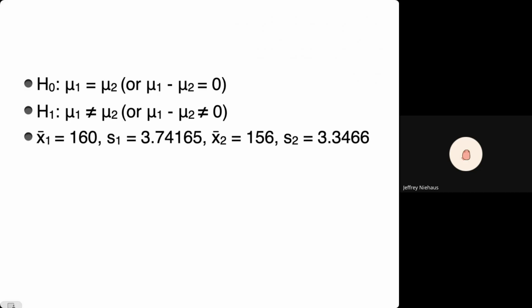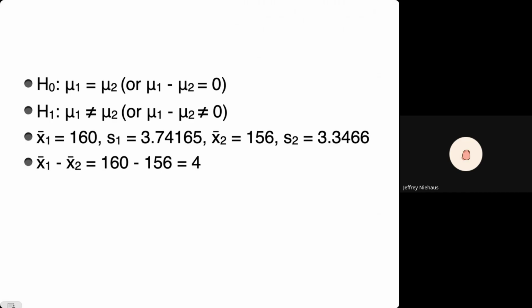Here's information, all of which was pulled from the raw data that was on the last slide. The mean of the first group was 160. The standard deviation among those 9 people was 3.74165. The mean of the second group was 156. The standard deviation among those 10 people, using just those 10 numbers, was 3.3466.